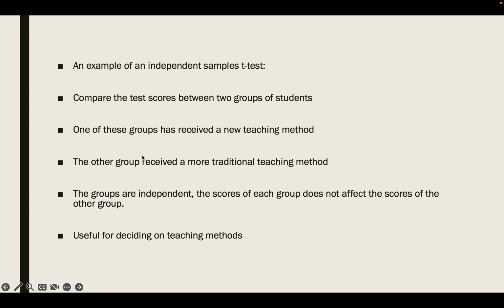So as I say here, one of the groups has received a new type of teaching method for whatever material they're learning. The other group received a more traditional teaching method. Traditional, you take that to mean whatever you want. It just means they received different ways of learning the material from different types of teaching.